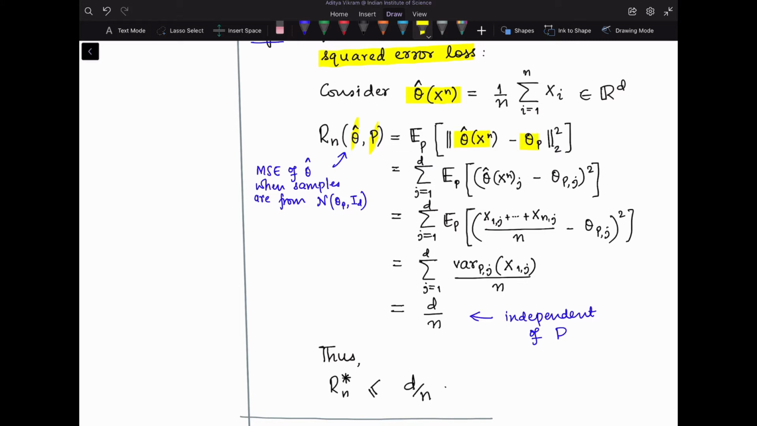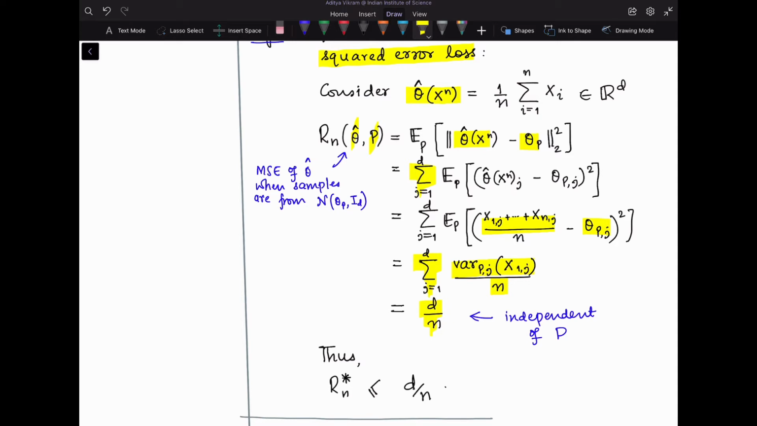And we break it into dimensions. We do it coordinate wise. And now for the jth coordinate, the empirical estimator would be the estimate of the jth coordinate of the actual theta. Okay, and since this turns out to be an unbiased estimate, this quantity is just the variance of say x1j by n. And the variance is 1, and so if you add over all the d coordinates, you get d by n. Okay, note that this is independent of P.